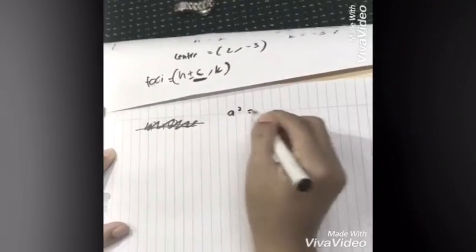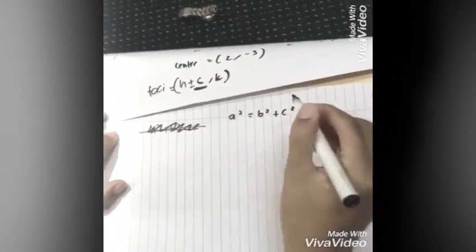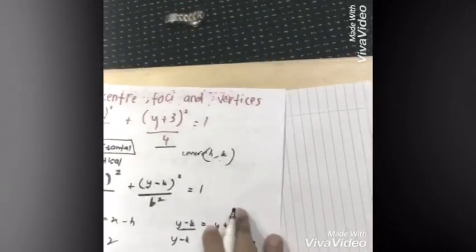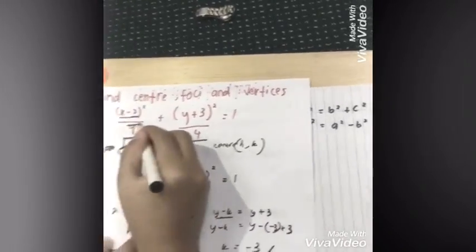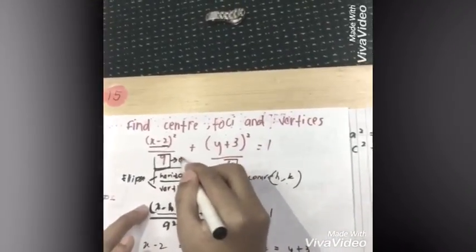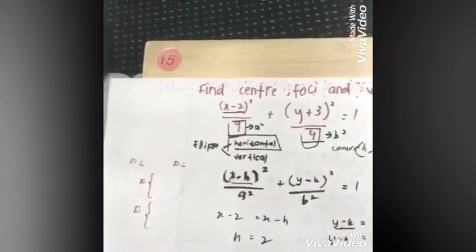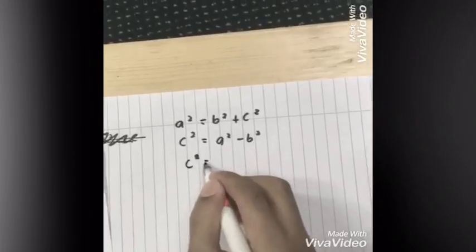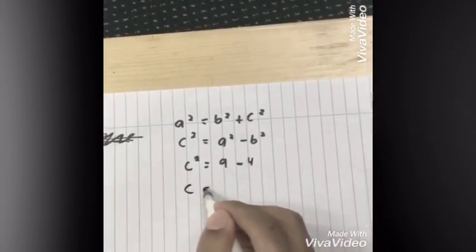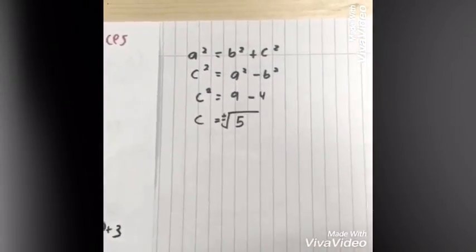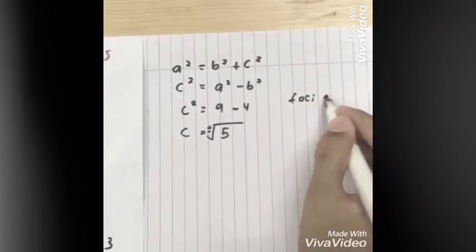Okay, let's find c first. Okay, a squared equal to b squared plus c squared. So c squared equal to a squared minus b squared. So from this we know a squared equal to 9 and b squared equal to 4. So this is a squared and this is b squared. So we just need to put into this equation. So c squared equal to 9 minus 4. c equal to root 5.